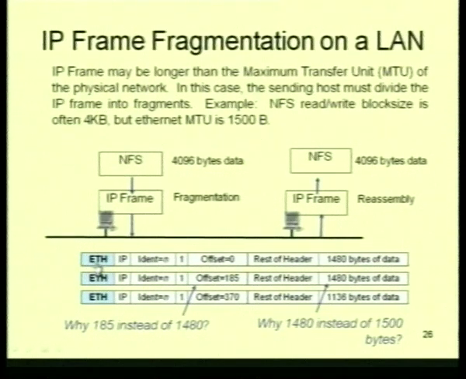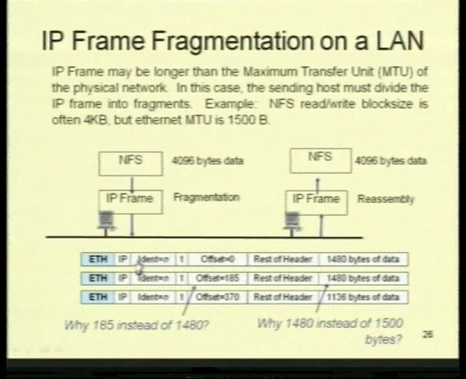If you look at the fragments that are actually there, we'll take a look at this fragment and then I'll give you an explanation as to why it is so. You have the Ethernet header, which is followed by the IP packet as such. The identification field is N, which remains the same. The offset field here is 0, since for the first fragment the offset is 0. Then you have the rest of the header, and this carries 1480 bytes of data.